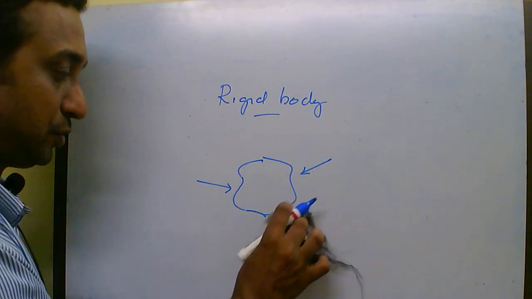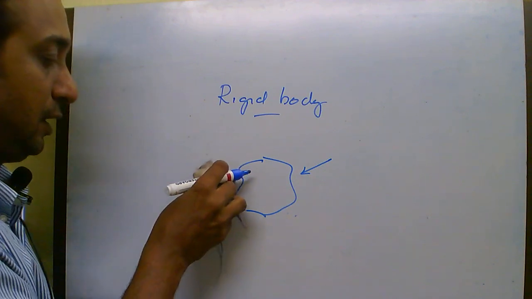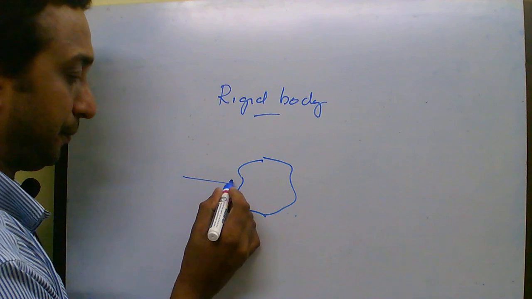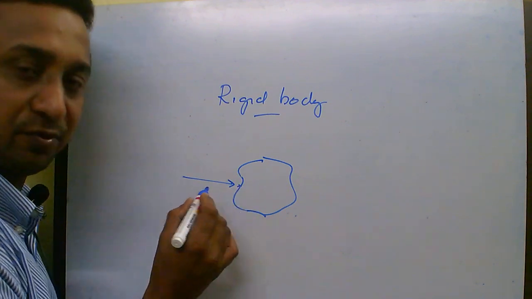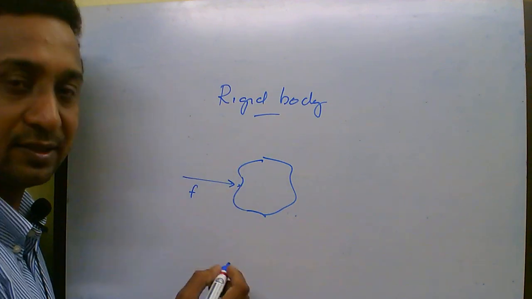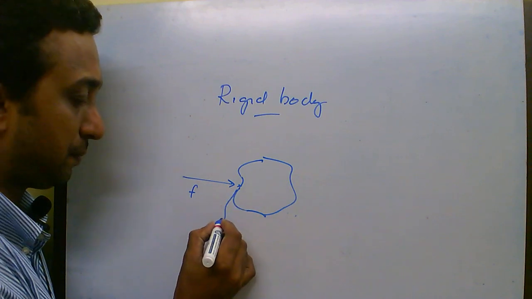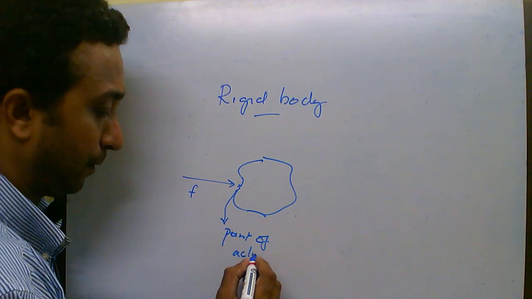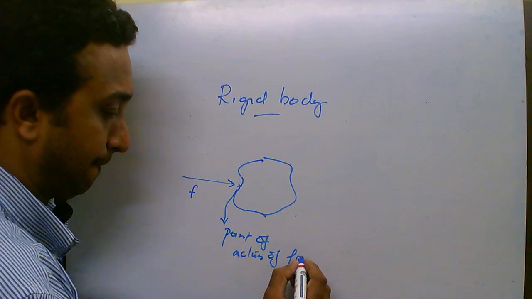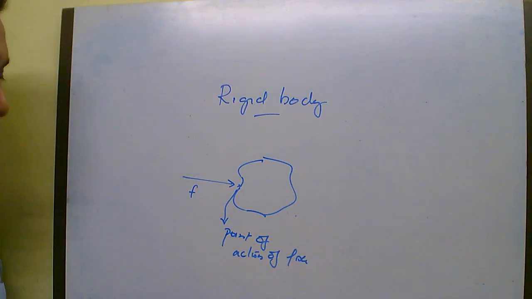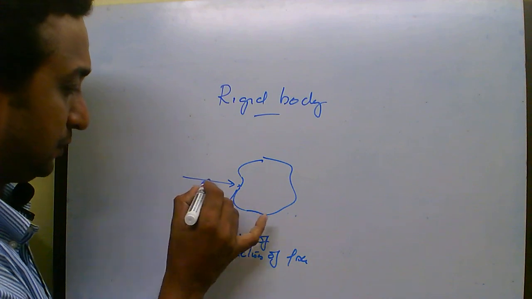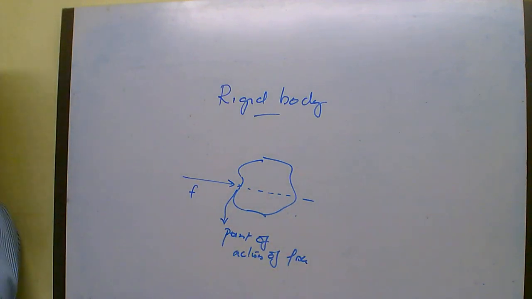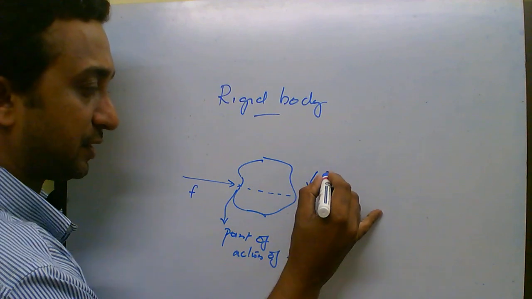For example, assume a force F is acting on this rigid body. The point where the force is being exerted, that point is what we mean by point of action of force. Now if you draw a line along the direction of the force and passing through that point, then you call it as the line of action of force.